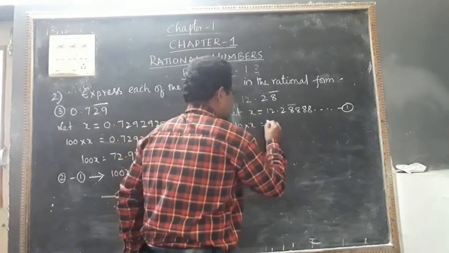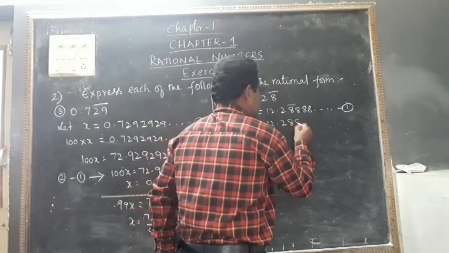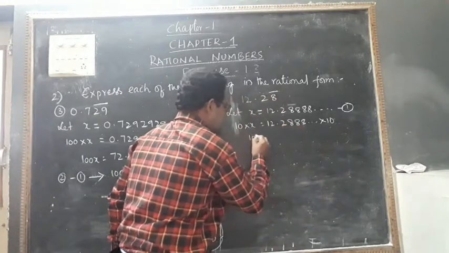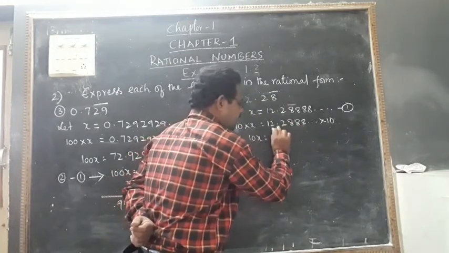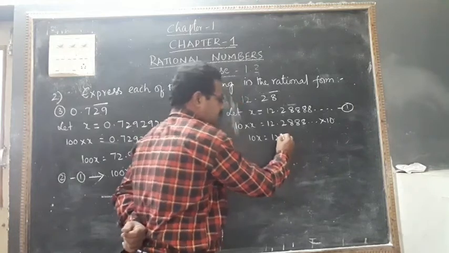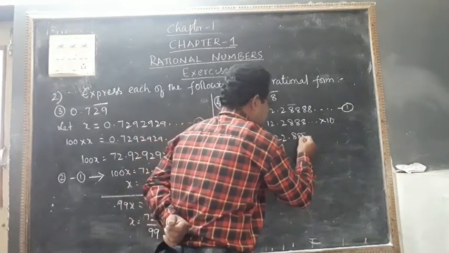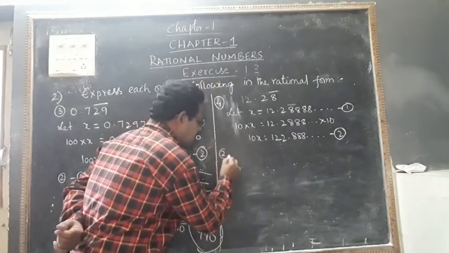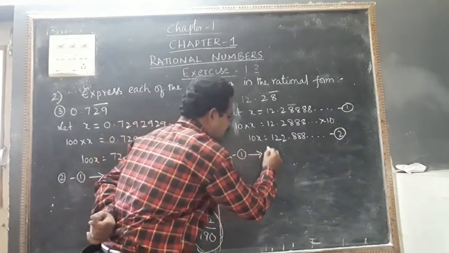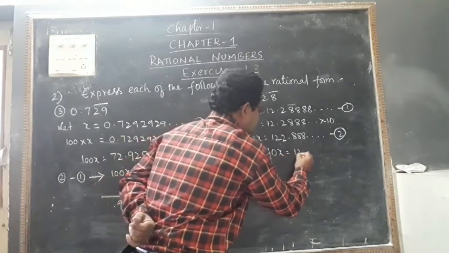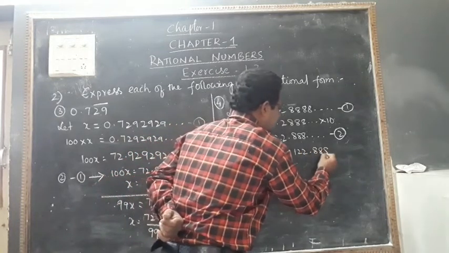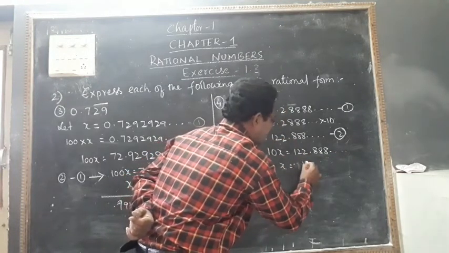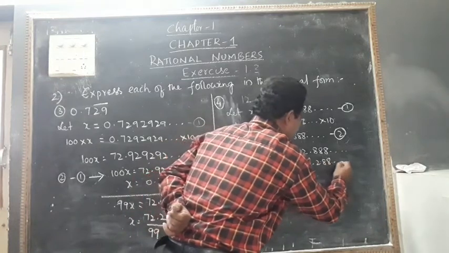10 into x is equal to 12.28888 up to so on into 10. Means 10x is equal to, the point will be jumping one digit, 122.8888 up to so on. This can be taken as second equation. So second equation minus first equation, if you subtract, you get 10x is equal to 122.888 up to so on, and x is equal to 12.288 up to so on.